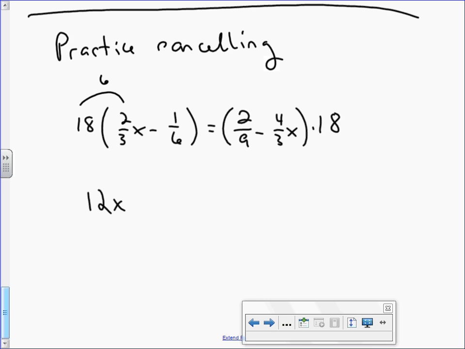Yes? Okay, now 18 again. Not the 6, but the 18 again, over here with the 6 at the bottom. What is that going to cancel to? 3. Does everybody see? And 3 times 1 is 3. Okay, try the other side.